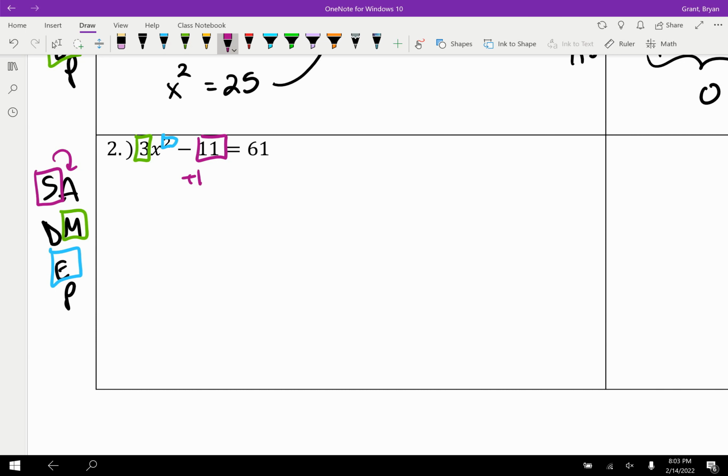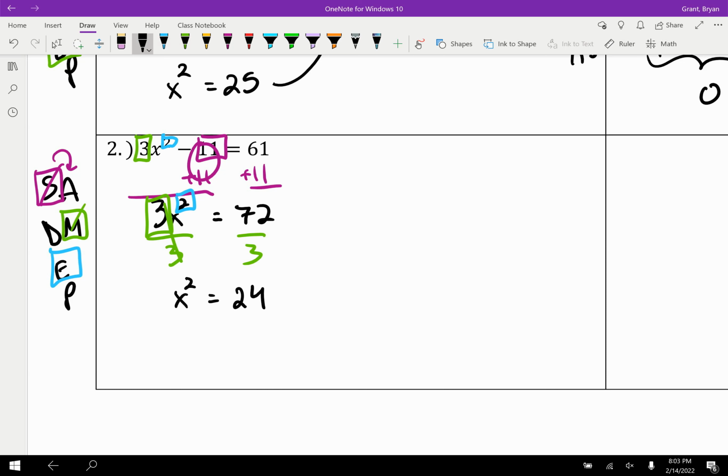Let's undo the subtraction first, like so. Gives us 3x squared equals 72. And then we can go through and divide off the 3. That is the next in our line of SADMEP. So we divide off that 3 here. Might have to do a little bit of math, but I think you'll find that a third of 72 is 24. We still have a square, so we should probably undo that. Square root, plus minus. And we end up with x equals plus minus the square root of 24.